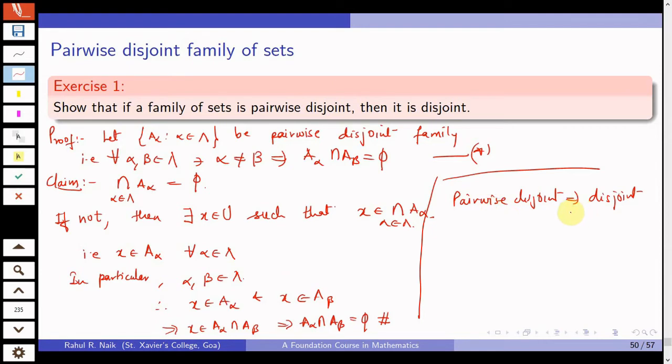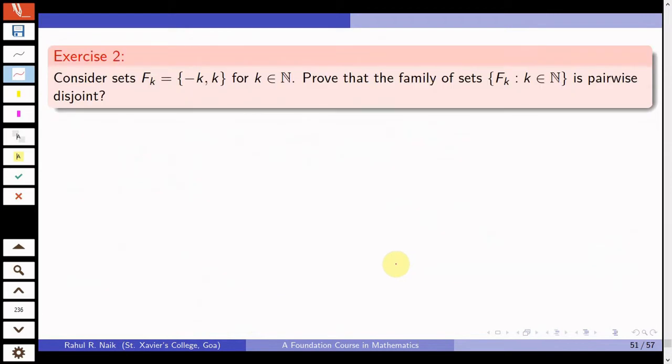So the contrapositive of this would be non-disjoint. If any family is non-disjoint, if it is not disjoint, then it is not going to be pairwise disjoint. Okay, so this in a nutshell is what we need to know while discussing the theory of disjoint and pairwise disjoint sets. We would take some example.